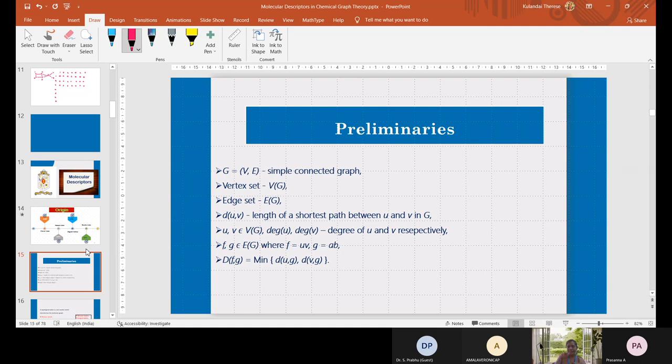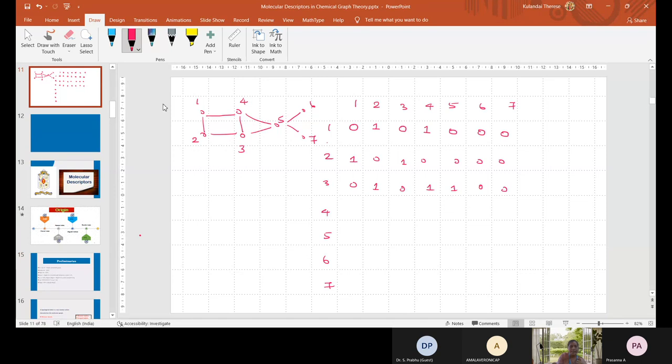Okay, these are the things I already said. Therefore, this is like a graph theory concept. G means it is a connected graph or molecular graph, and vertex set. Vertex set means, just now we have seen here, this is the chemical graph. Here, what is the vertex set? 1, 2, 3, 4, these are the vertex set. And what are the edges? Suppose these are the edges, you can say that E1, E2, E3, these are the edge set.